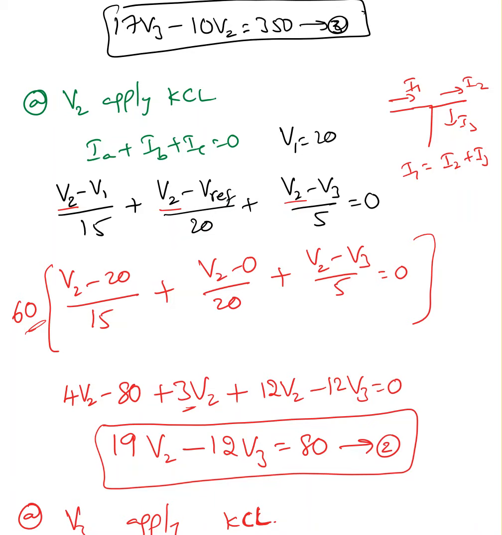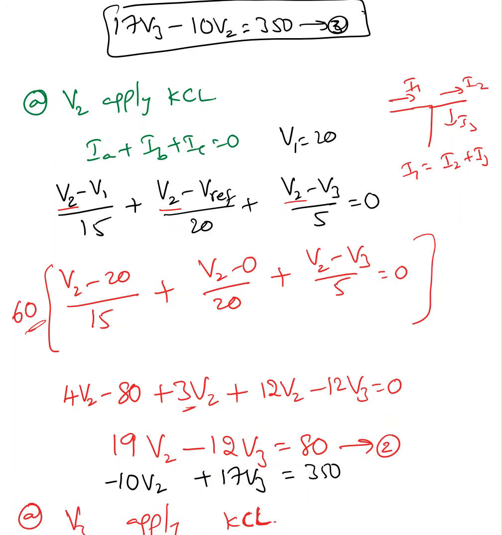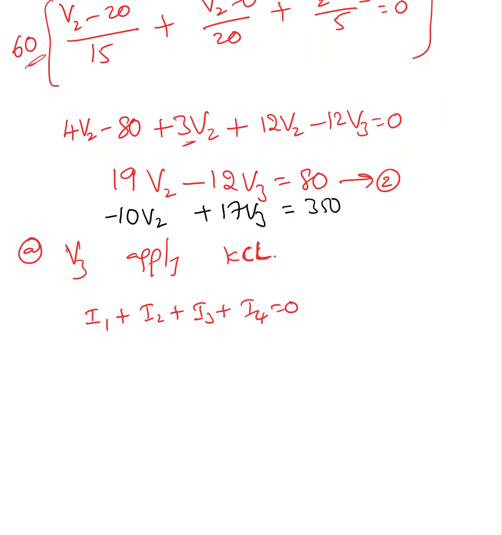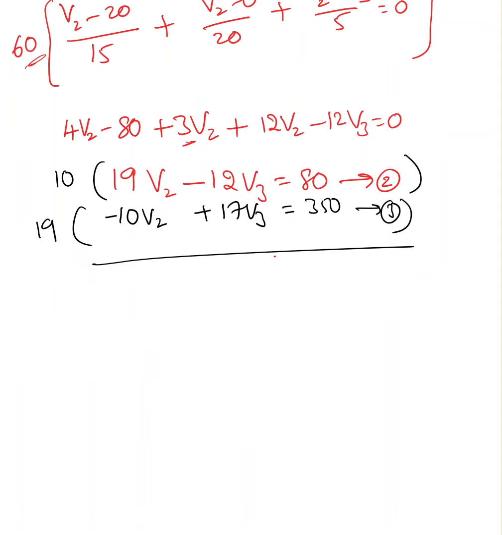So I have two unknowns. So here minus 10V2 plus 17V3 equal to 350. This is my other equation. Now here two unknowns, two equations. Solve for those two unknowns. Okay, I'm multiplying equation 2 with 10. That's the coefficient of V2 in equation 3. I'm multiplying equation 3 with 19, which is the coefficient of V2 in equation 2. So that way we can cancel out V2.